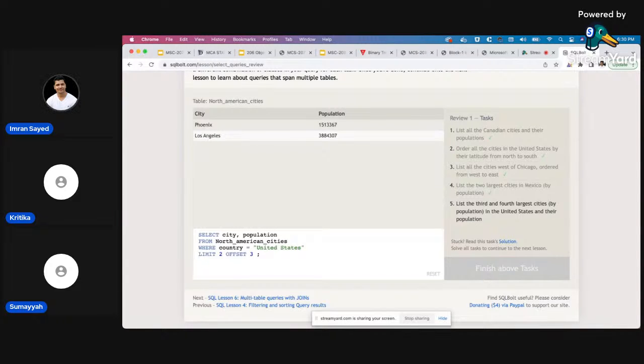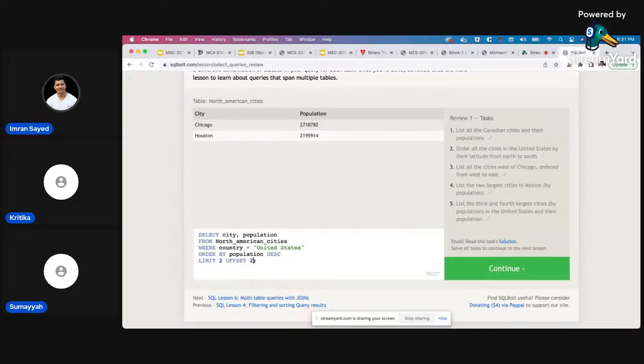So I want the third and the fourth largest cities. Oh, you have to order by also, because then only you'll get the highest. Order by population descending. Okay. You want two of them, third and the fourth. Why the heck this doesn't work?